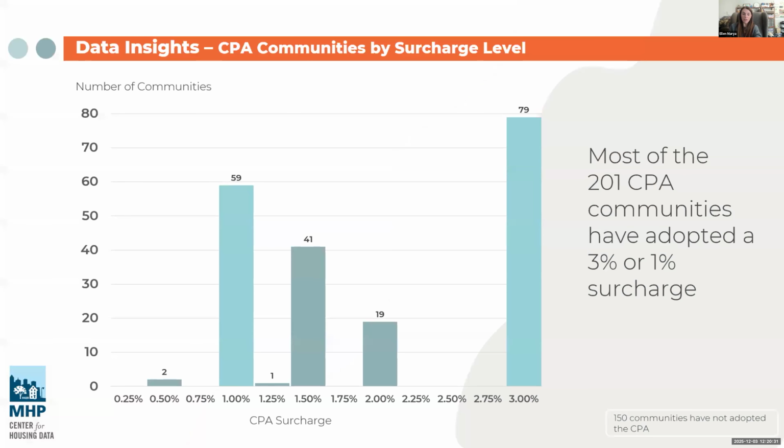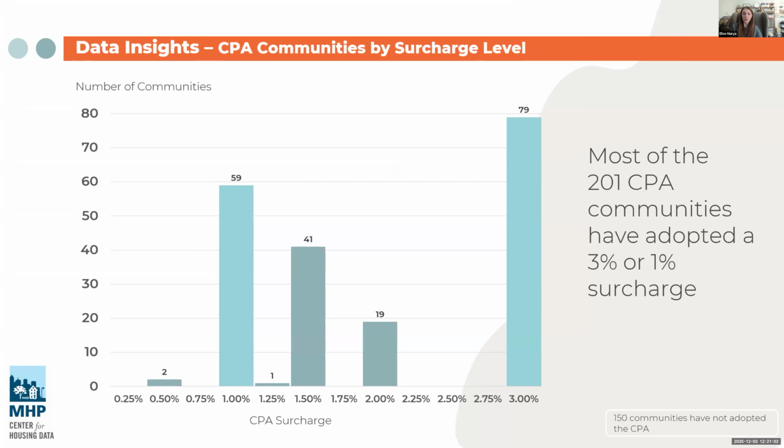So we can look at first some really basic information on how our communities are using these tools that are available to them. Looking at some of these basic stats, we can see that most of the now over 200 CPA communities that have adopted are at a 3% surcharge, that's 79 communities, or a 1%, 59 communities. So the other levels in between are much less frequent, especially 1.25.